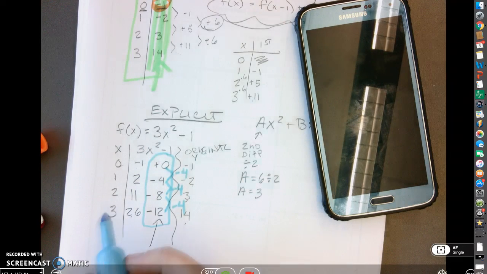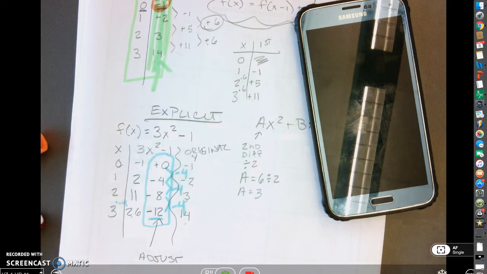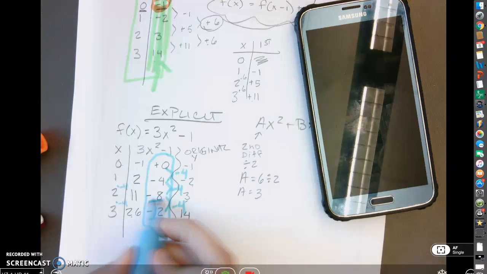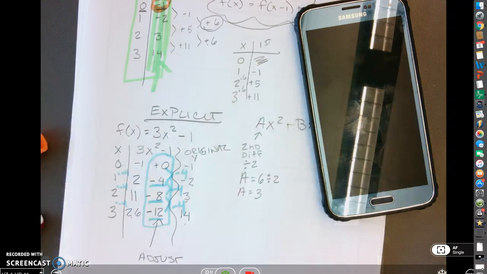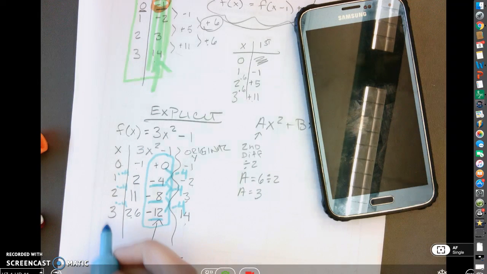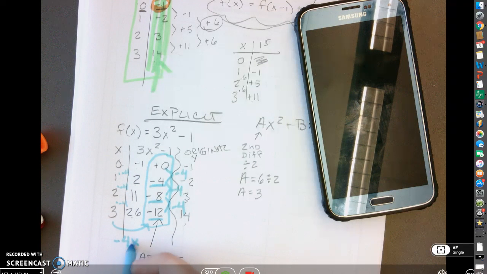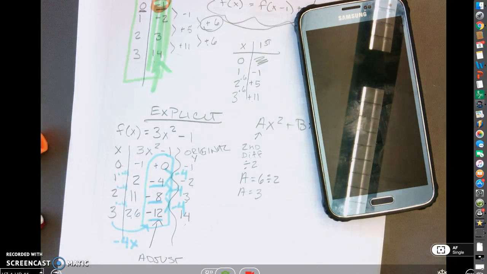That means that I could do 3 times negative 4. Oh, I get negative 12. I could do 2 times negative 4. Oh, I get negative 8. I could do 1 times negative 4. Oh, I get negative 4. Okay. So that means I was taking my x's right here, and to get to this, I was saying multiply them by negative 4. That's how you get your adjustment term.